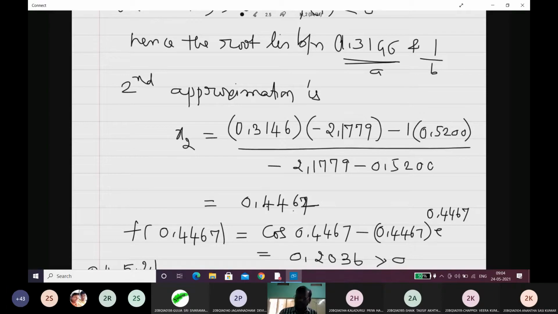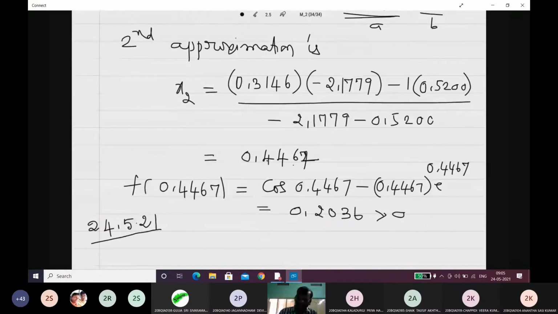Yes, sir. That is 0.4467, and f of 0.4467 is equal to cos of 0.4467 minus 0.4467 into e power 0.4467. That is the value that we have stopped at in the last class, right? Now we have to continue that one. What is that value? See, all of you: cos of 0.4467 minus 0.4467 into e power 0.4467.